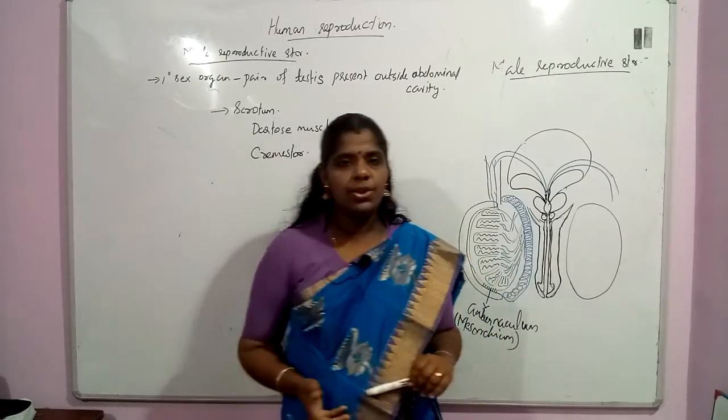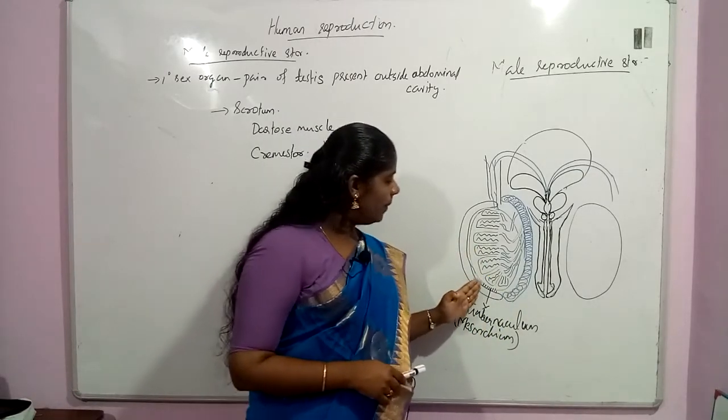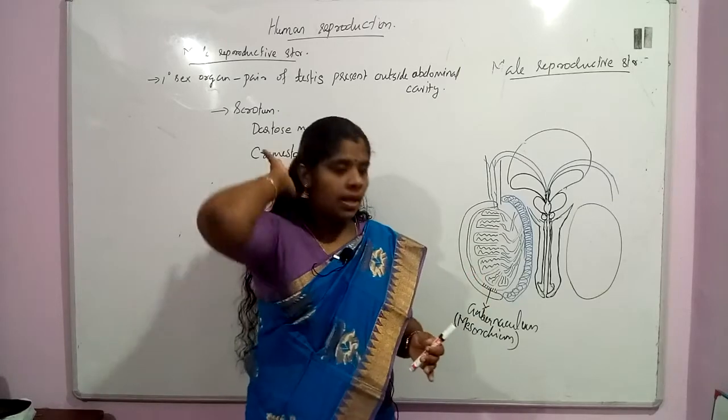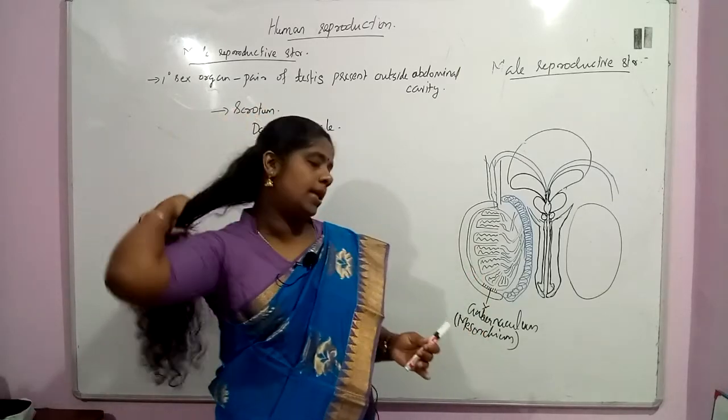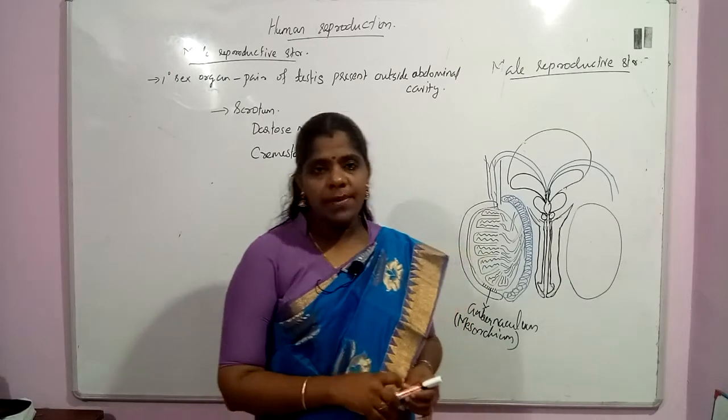It is a fibrous tissue which will help in connecting the testis to this scrotum wall. That is called the gubernaculum or mesorchium.